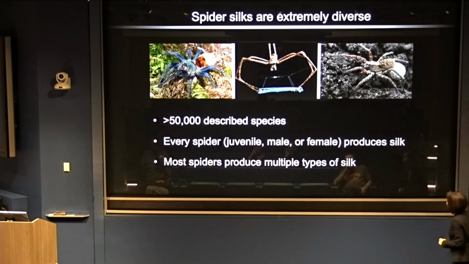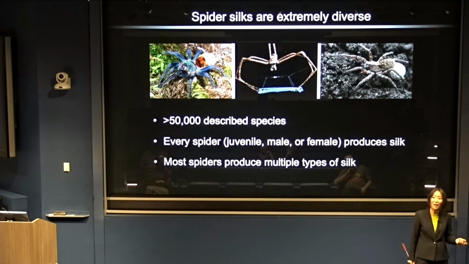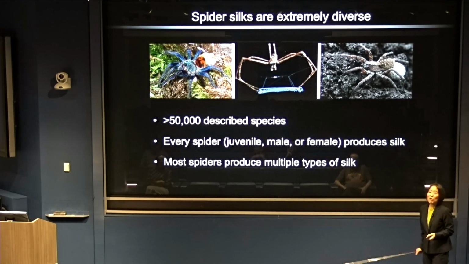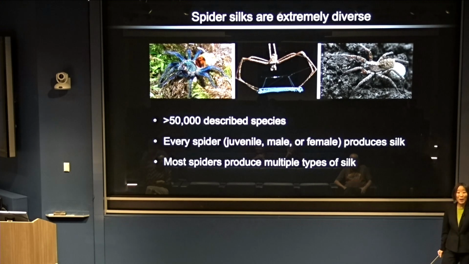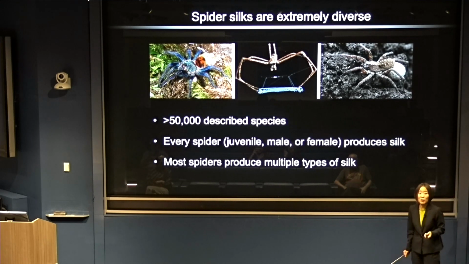So spider silks are also extremely diverse. One of my missions in life is really to have people understand that spider silk is not one material, that we really should be talking about spider silks. It's so important that people understand that, because we have over 50,000 described species of spiders. And spiders are in nearly every terrestrial habitat, and they can even be found in some aquatic habitats. So there are spiders that live in freshwater, and some spiders that live in the intertidal areas. So they're everywhere. And every spider, whether it's a juvenile, a male, or a female, produces silk.